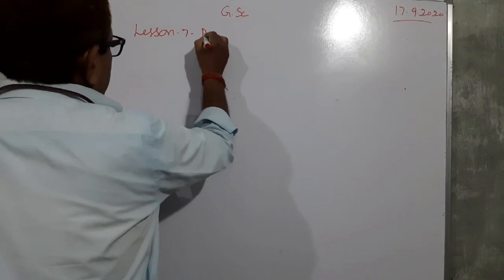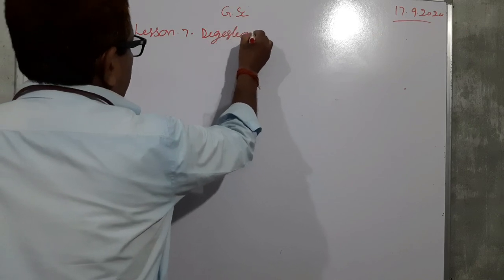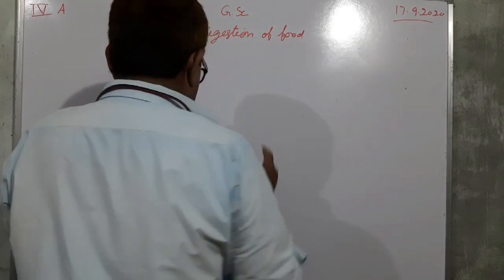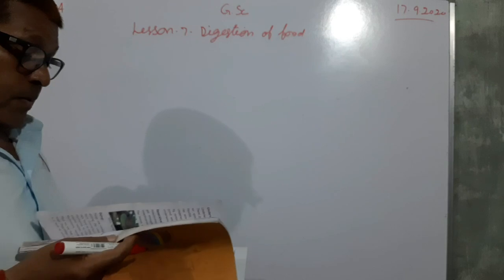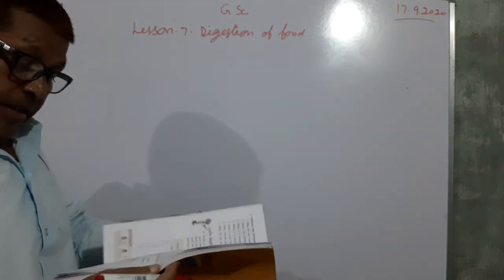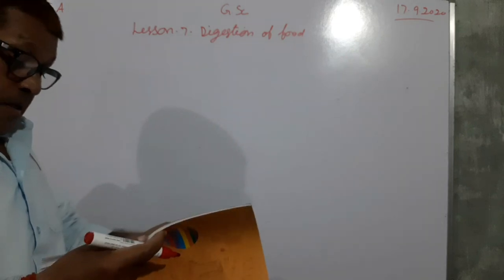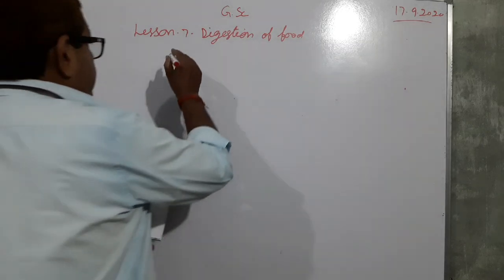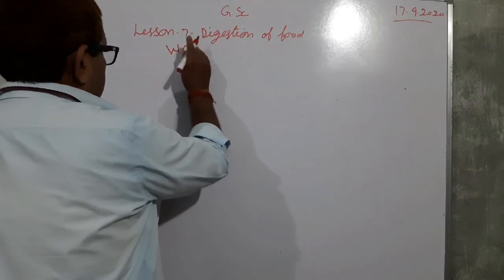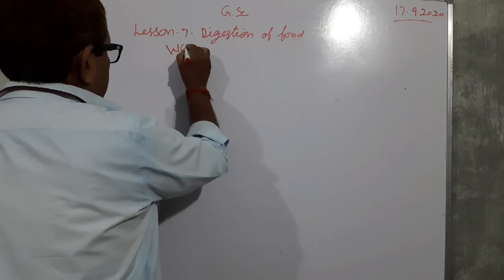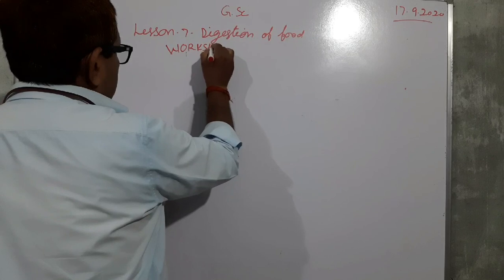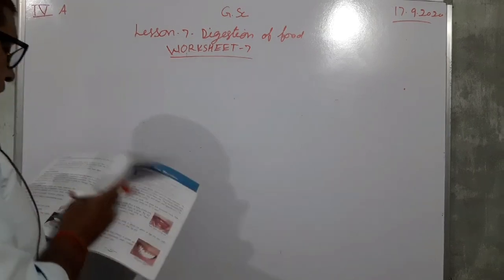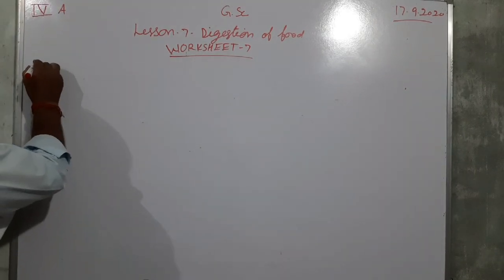Lesson 7, digestion of food, and here we are solving worksheet 7. Worksheet 7 and D, and here you see D.